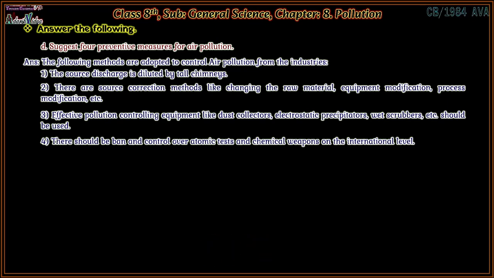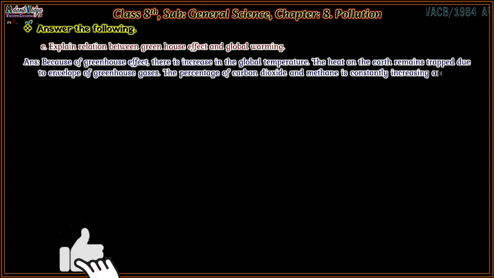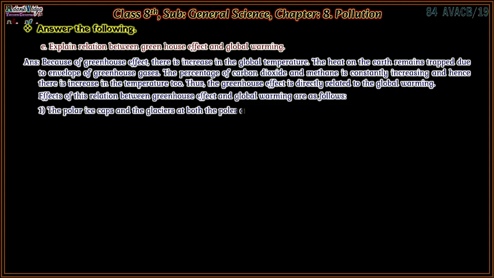Question fifth. Explain the relation between greenhouse effect and global warming. Answer: because of the greenhouse effect, there is an increase in the global temperature. The heat on the Earth remains trapped due to an envelope of greenhouse gases. The percentage of carbon dioxide and methane is constantly increasing, and hence there is an increase in the temperature too. Thus, the greenhouse effect is directly related to global warming.